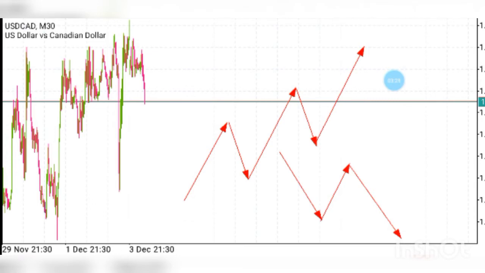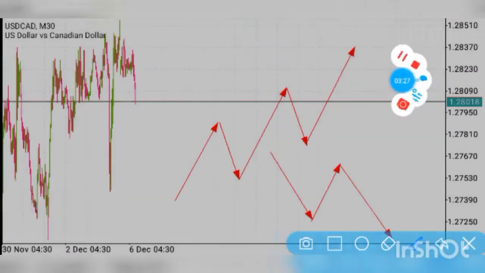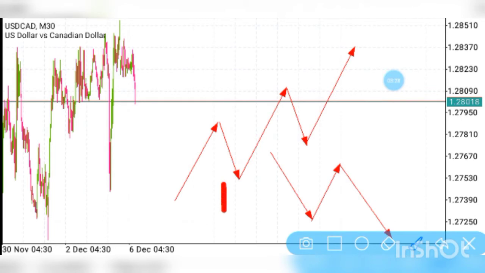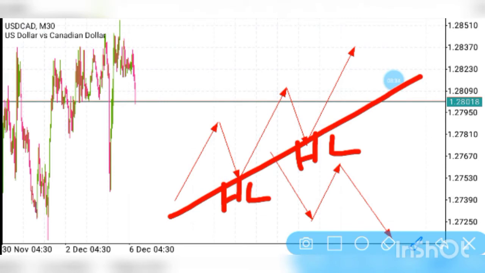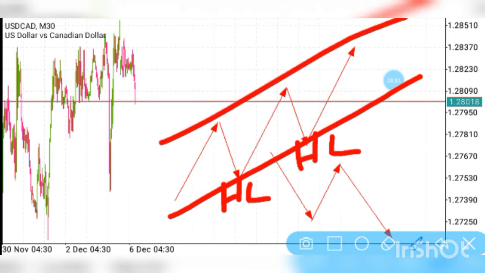Now, if you look at this, as you know, this is higher low, higher low. So a trend line is the connection of two higher lows or two higher highs. The same thing when it's in a downtrend: two lower highs or two lower lows. So that is a trend line. A trend line is the connection of two lower lows, two lower highs, two higher lows, two higher highs. That is what we call a trend line.